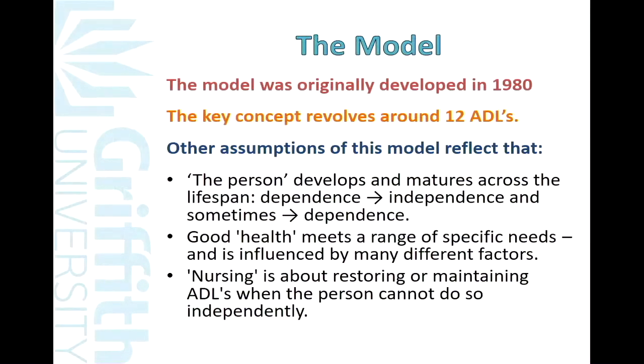So as I said, it was developed in the 80s, and there's 12 concepts that we'll have a look at in a little bit more detail. The main thing here is that very first dot point: the person develops and matures across the lifespan. So if we think about just a newborn baby developing to adolescence, they are completely dependent when they're born, and slowly through lots of different ways they gain independence.